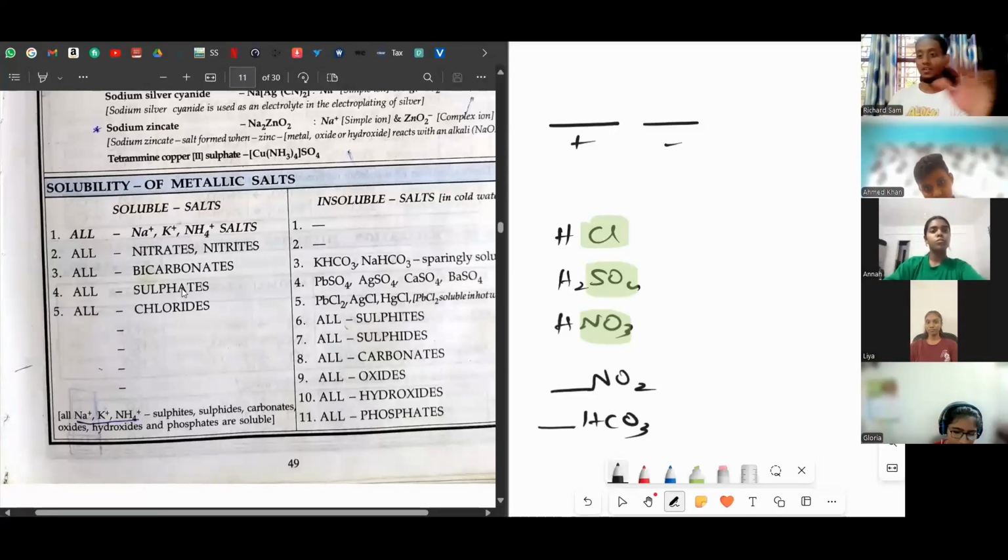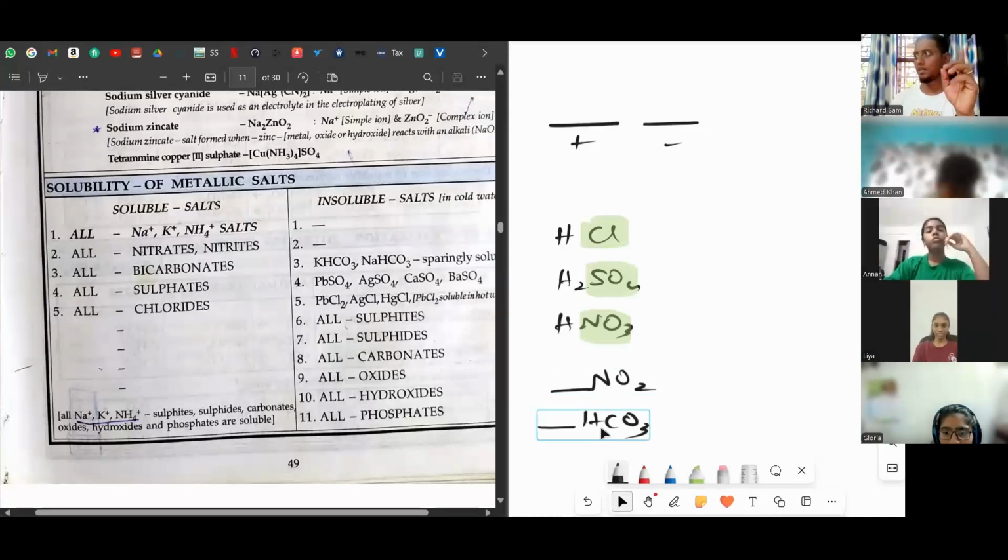Okay. All right. So, easy way to remember this, right? Which are all the soluble salts? Think of these three first. What is that? Chlorides, sulfates, nitrates. And then other than that are nitrites and bicarbonates.